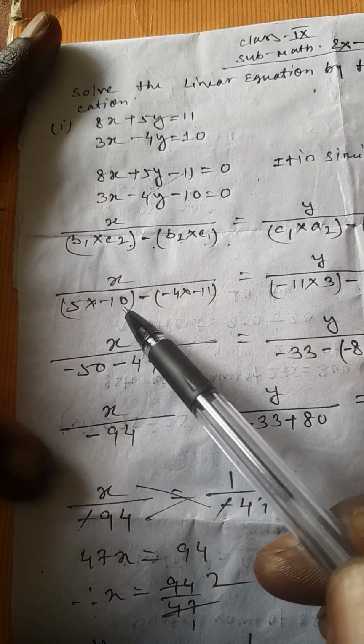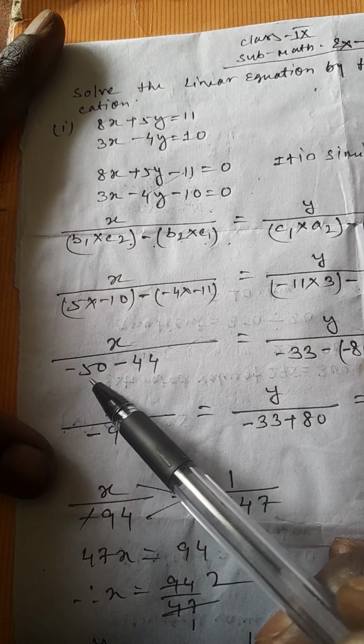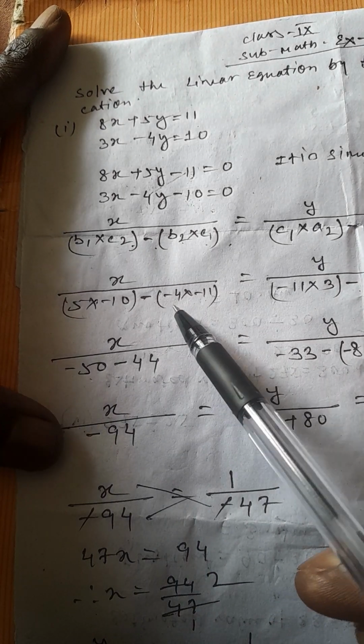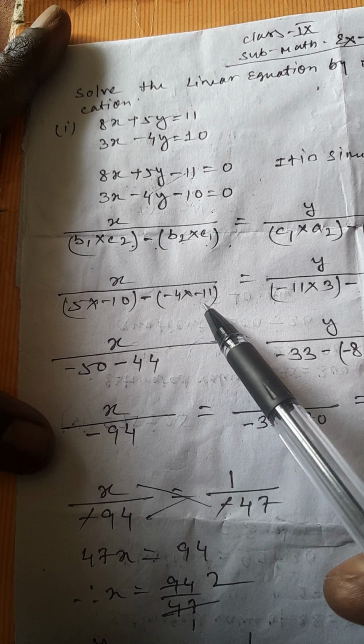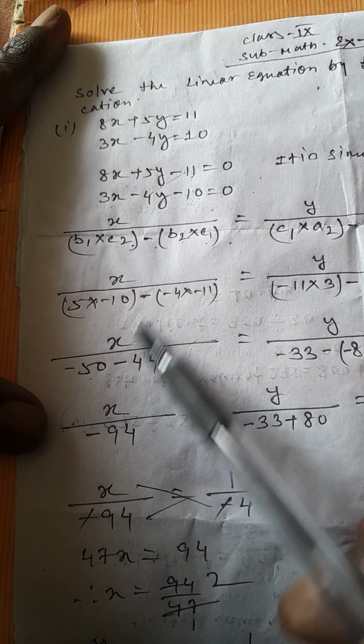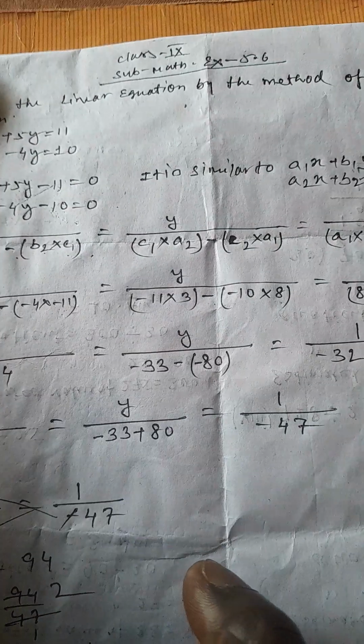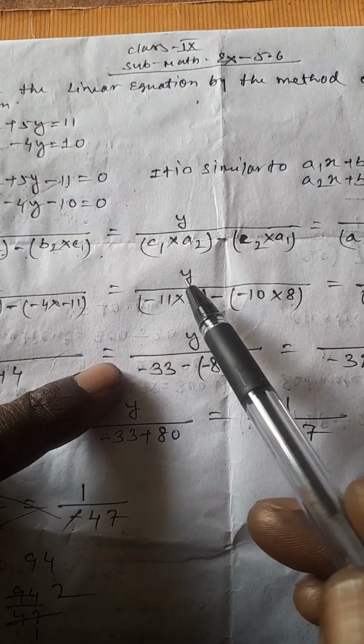So this will be 5 minus 5 into minus 10, that will be 50. This will be minus 4 into minus 11, this will be minus minus plus 44, again plus minus minus, this will be minus 44. So we will get this value. In the same way, solve this.